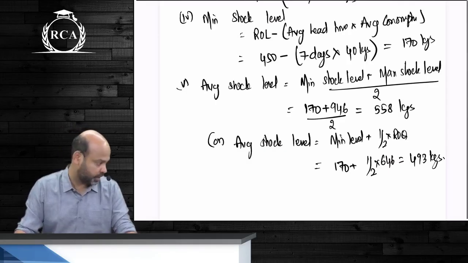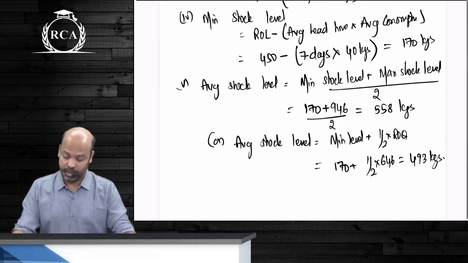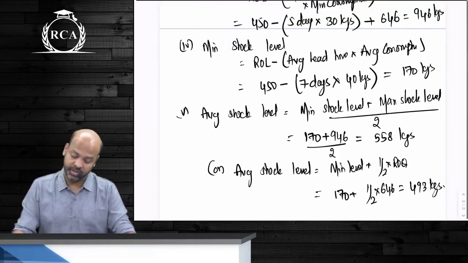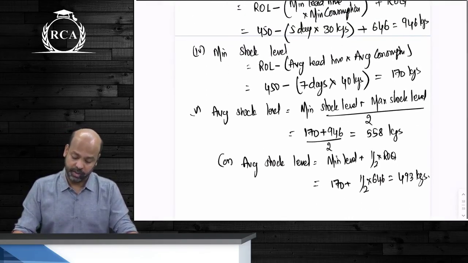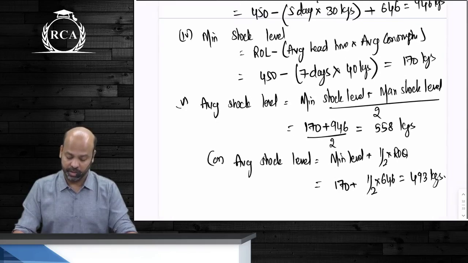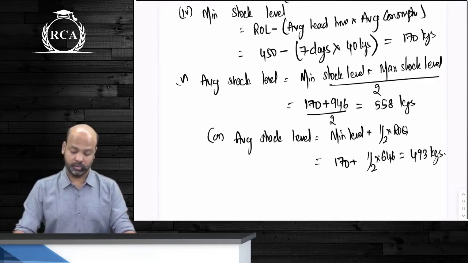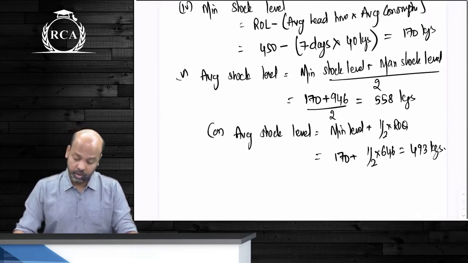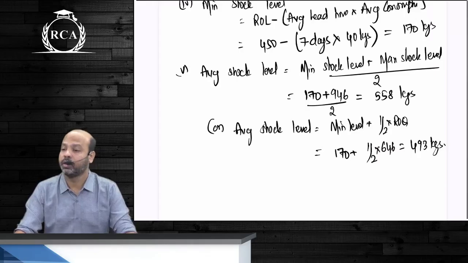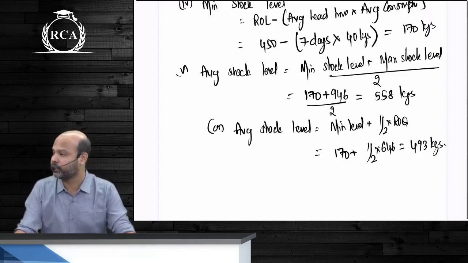Average stock level is equal to 558 or 493. Which one is more realistic? Second one. That will be the actual average stock level that the organizations are going to maintain. Are we all clear about this?